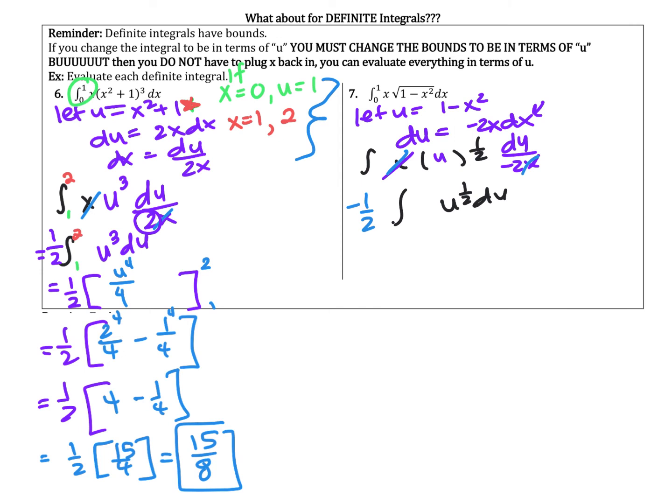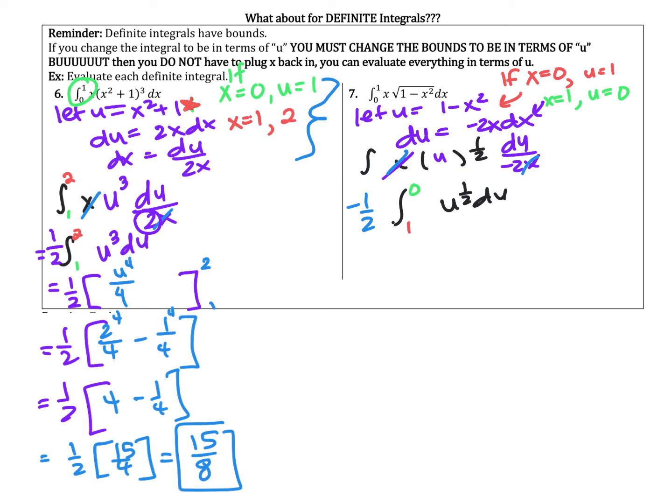But let's deal with our bounds. If x is equal to 0, and I plug that in here, I get 1 minus 0, which is 1. So if x is 0, u is 1. If x is 1, and I plug that in, u is going to be 1 minus 1 squared. u is going to be 0.